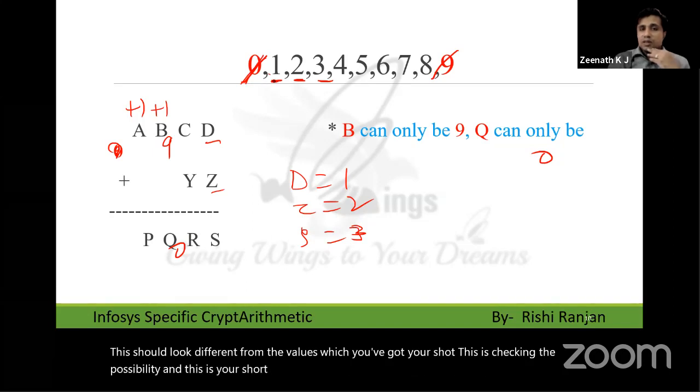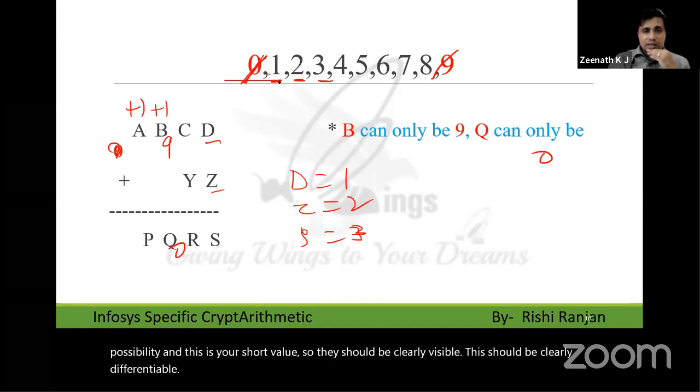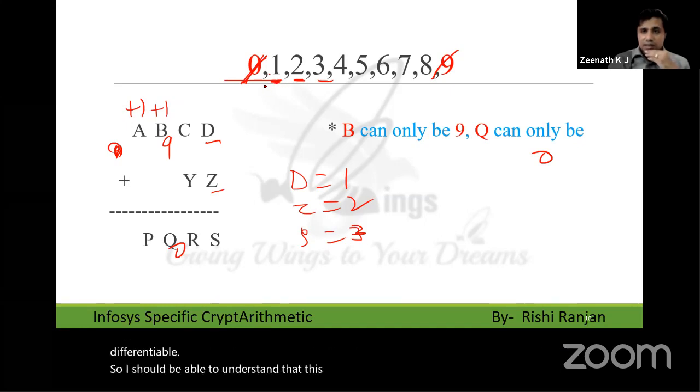So they should be clearly visible. They should be clearly differentiable. So I should be able to understand that this is not a sure shot answer. I'm only checking it. Now what happens?